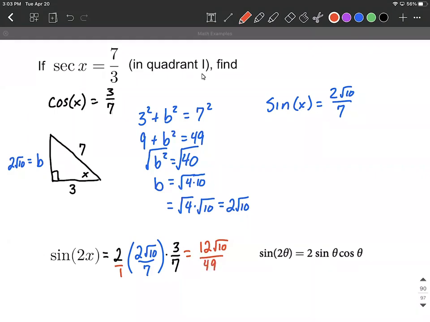This won't reduce down anymore as we don't have any common factors between 12 and 49. So this is a nice exact answer.